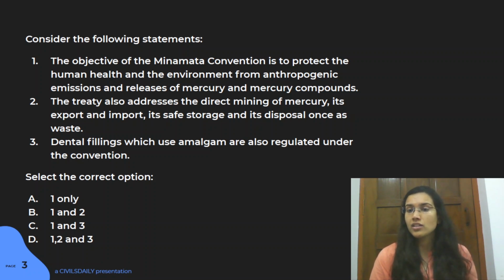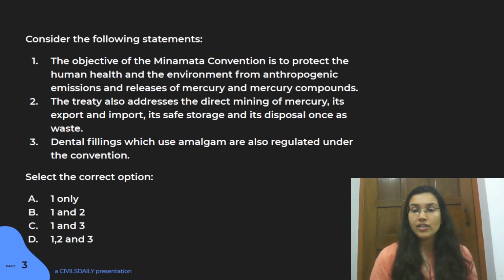This particular question is specifically about the Minamata Convention. You have to identify which is the correct statement out of the three statements. The first statement is that the objective of the Minamata Convention is to protect human health and environment from anthropogenic emissions and release of mercury and mercury compounds. The second is that it addresses direct mining of mercury, the export and import, even its safe storage and disposal. So it takes care of all these things.